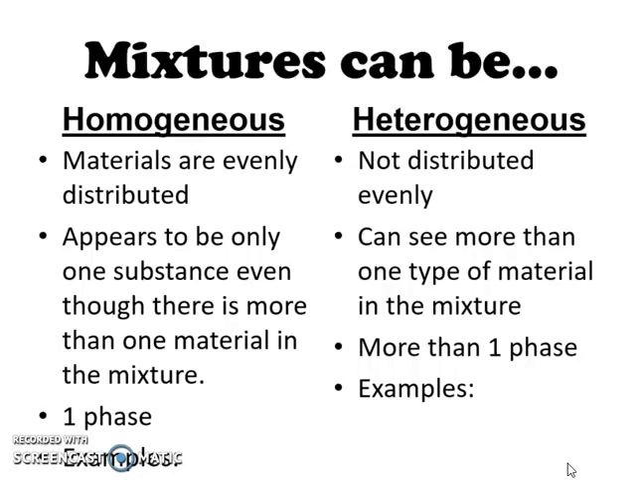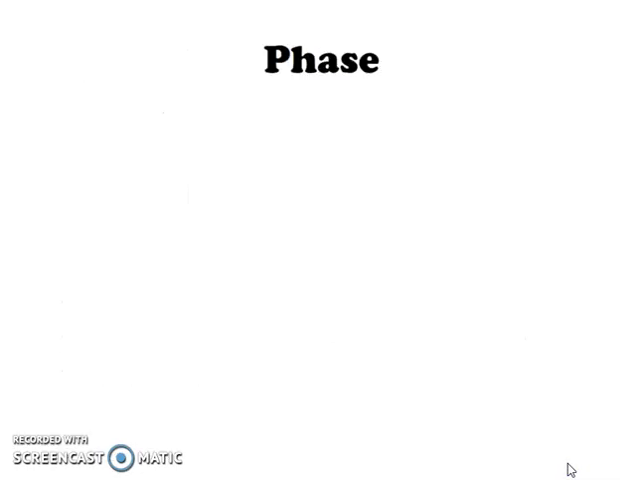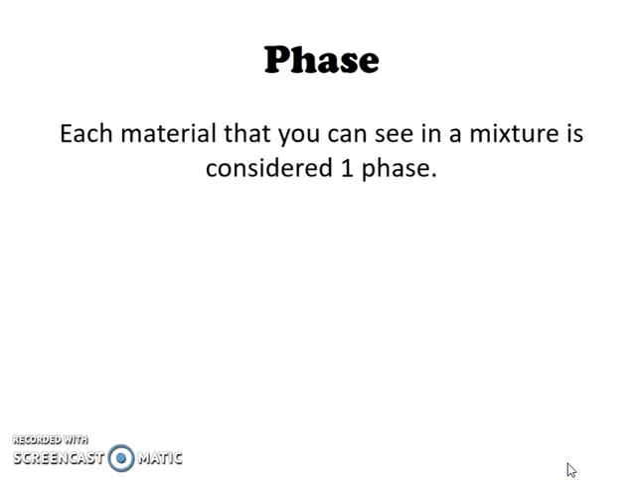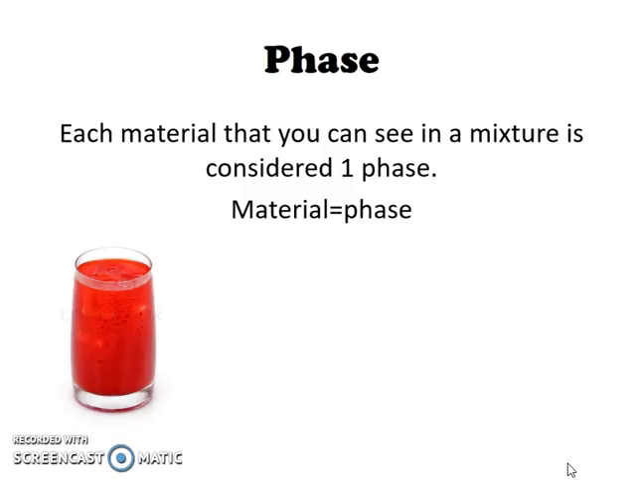So we keep on talking about this phase. So what is a phase? A phase would be each material that you can see in a mixture. So in my pop example, I could only see your pop, for example, a Coke. I just see Coke. So that would be one phase. Each time you see a different material, that would be a phase. So there would be your example of your pop. Now, my spaghetti example has more than one, and so that would be considered more than one phase, or two.